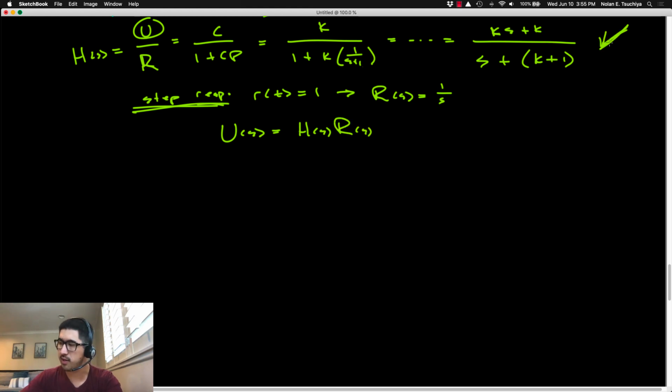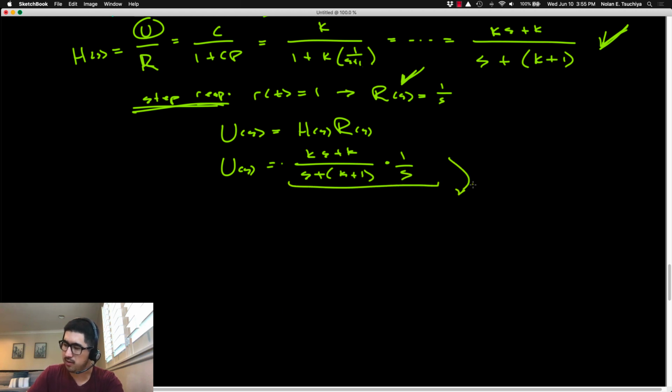Well, I've got my H, it's right here. I've got my R, it's right here. So big U of s is equal to ks plus k over s plus k plus 1 times 1 over s. Now what I want to do is, again, take the inverse Laplace of this, and when I do that, I get my little u of t. So the actual control command profile which will be applied in this feedback control loop is given by little u of t here. When I take this inverse Laplace, I get something similar to my last example from R to Y, but it's a little bit different. It's actually critically different in that it looks like this.